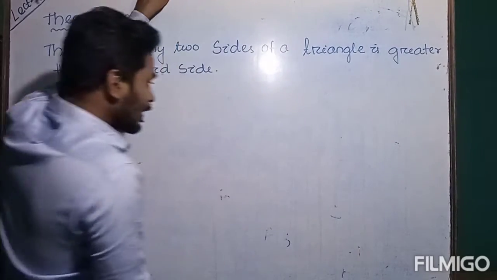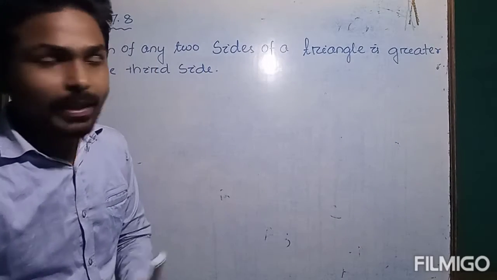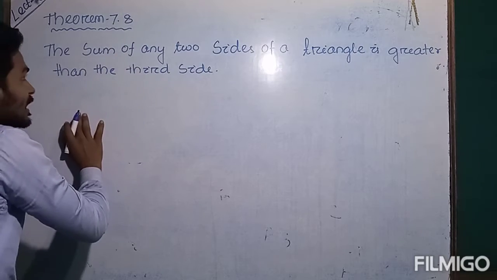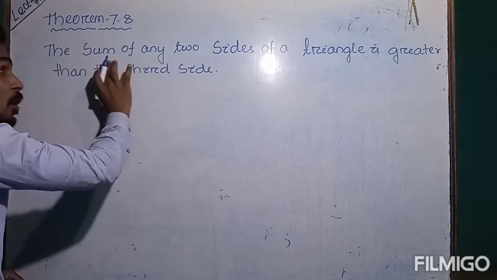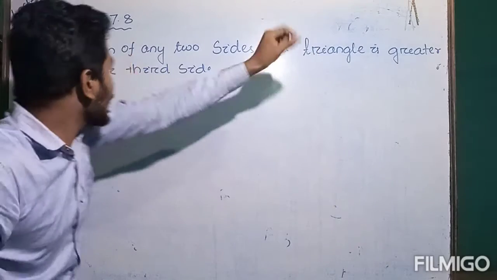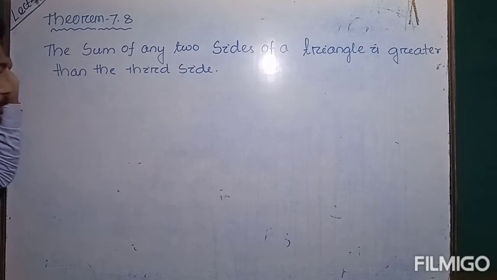Today in this lecture we are going to discuss another theorem that is also related to triangles and their sides, theorem number 7.8. Let us understand this statement. According to theorem 7.8, the sum of any two sides of a triangle is greater than the third side. Let us understand it vividly.